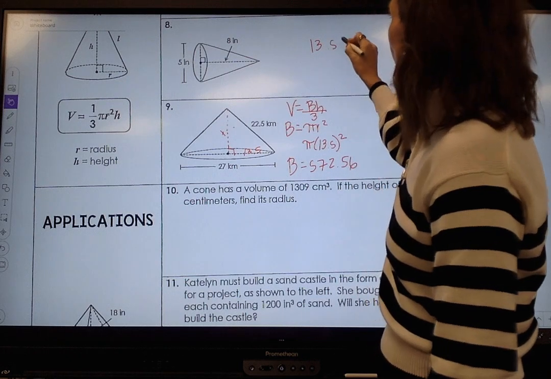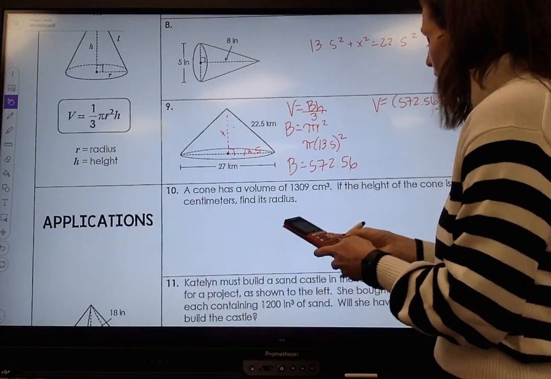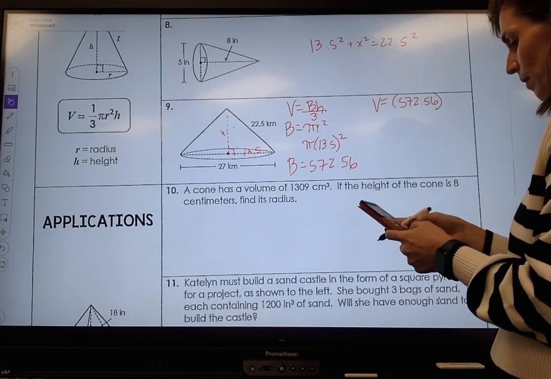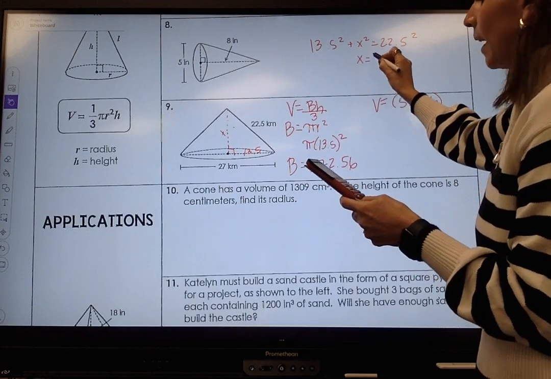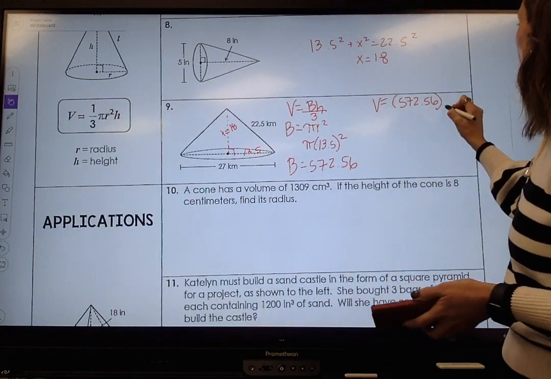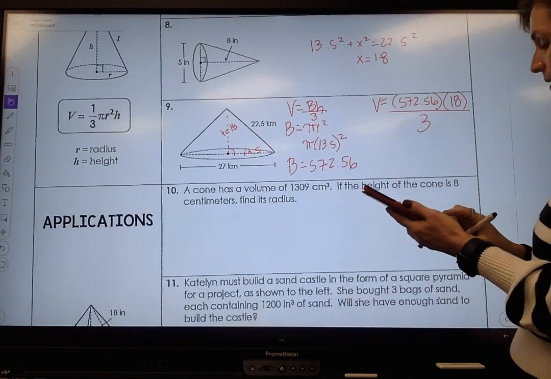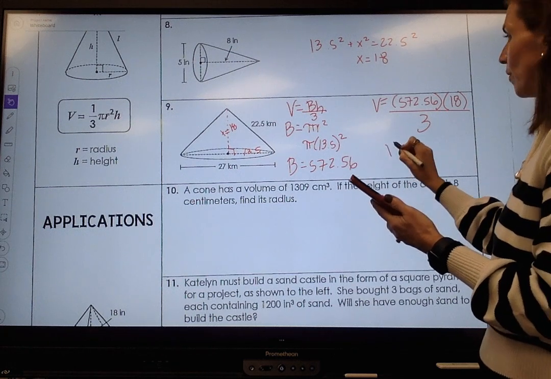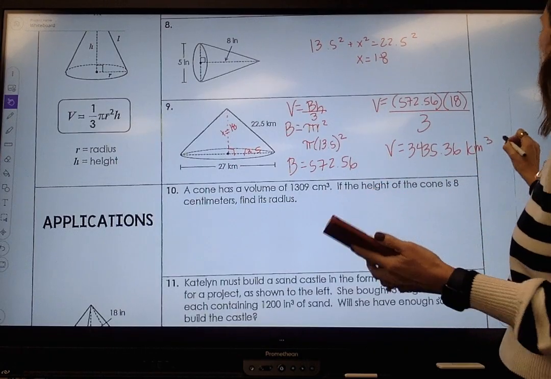So I'm going to do 13.5 squared plus x squared equals 22.5 squared. So I'm going to do a little Pythagorean theorem again. And I'm going to get that the height is 18. Okay, so you know how to do Pythagorean theorem, so the height is 18. And then of course I'm going to divide it by 3 because it is a cone. So the volume is 3,435.36 kilometers cubed.